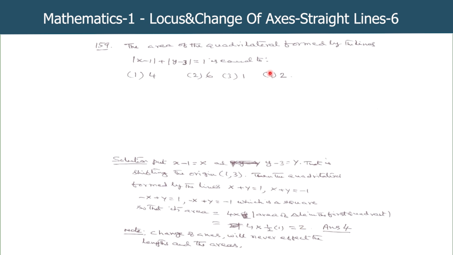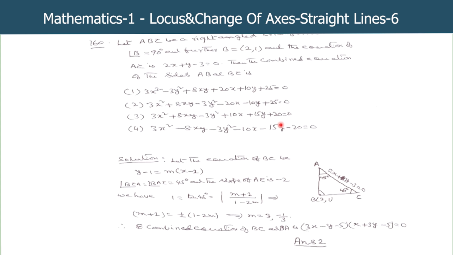So, option number 4. Question number 160. ABC is a right angle triangle such that angle B is equal to 90 degrees, and vertex B is equal to (2, 1), and the equation of the hypotenuse AC is 2x plus y minus 3 equal to 0. Then the combined equation of the sides AB and BC.